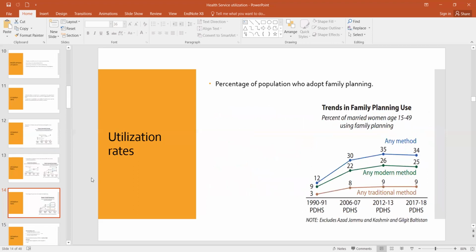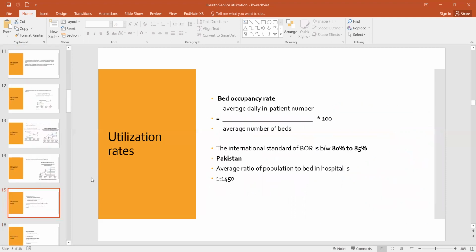Percentage of the population who adopt family planning. The trends have also changed regarding family planning. In 1991, 12% of females adopted family planning, but now 35% of couples opt for family planning.